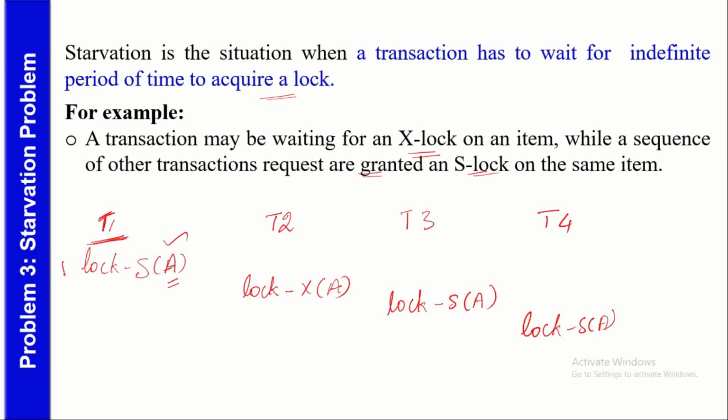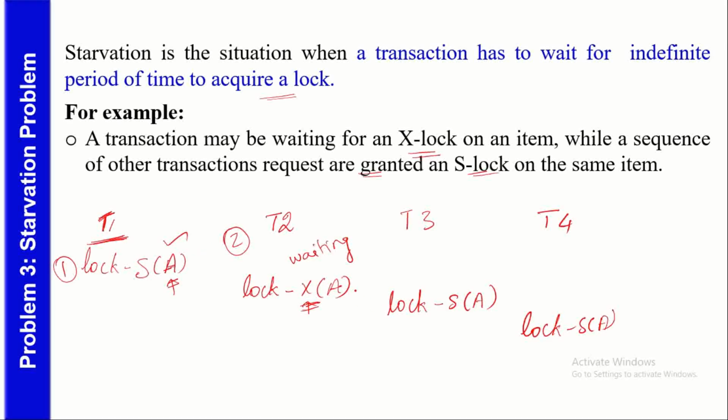So this is the first step, and in the second step, after some time, T2 is requesting a lock on the same data item but in exclusive mode. But by this time T1 is holding a lock on A in shared mode. Since exclusive mode and shared mode conflict, this request will not be granted immediately. So T2 is waiting for the release of the lock on A by T1.